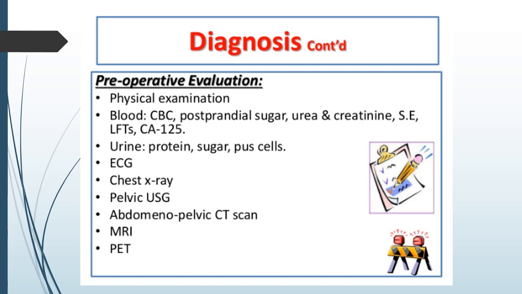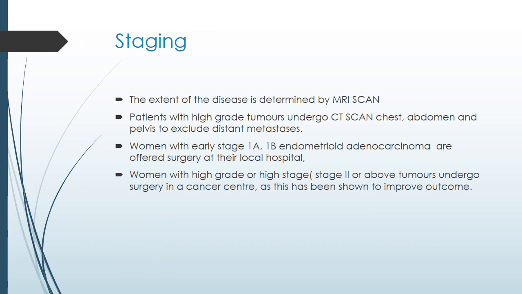Pre-op evaluation includes physical examination, blood tests, complete blood count, liver function tests, renal function tests, ECG, chest X-ray, pelvic ultrasound. Staging of the endometrial carcinoma. The extent of disease is determined by MRI scan, MRI of the pelvis, because it would tell us local spread of the tumor: involvement of the myometrium, involvement of the cervix, involvement of the parametrium and paracervical areas and the paravaginal area.